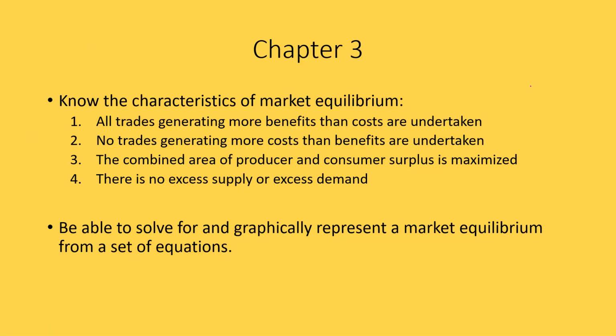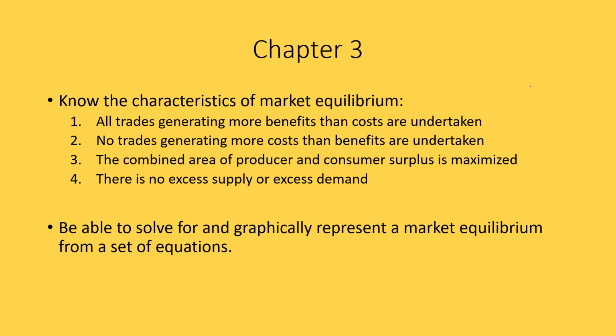Also in Chapter 3, make sure you know all the characteristics of a market equilibrium. Remember that all trades generating more benefits than costs are undertaken. No trades generating more costs than benefits are undertaken. So again, when we're in market equilibrium, all the transactions that are happening are transactions where the benefit to the buyer is outweighing the cost to the seller. No trades generating more costs than benefits are undertaken means that there are no transactions where the cost to the seller outweighs the benefits to the buyer. And of course, this is all true assuming that there's no externalities in the market, which is what we're going to talk about in Chapter 4.